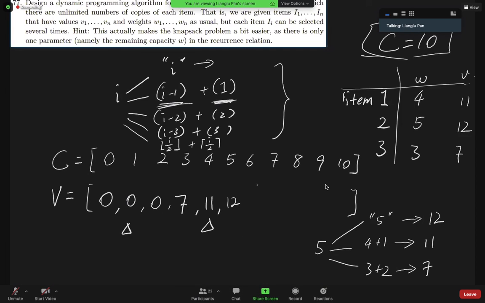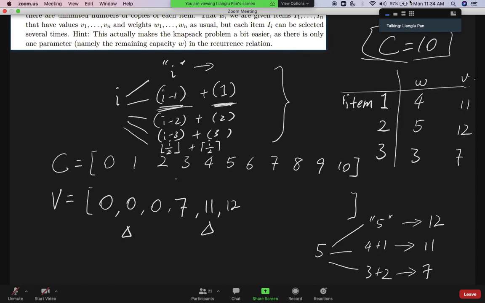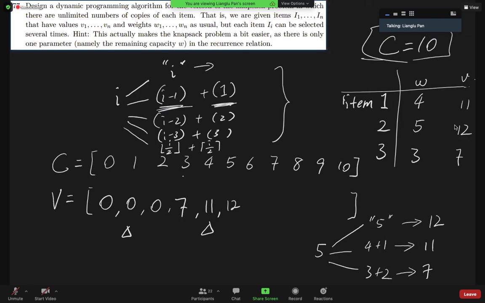So when we have the capacity equals to 6, I think the best we can do would be to split it into two bags, and each bag has the capacity of 3. So this will give us 14 as the total value. And if we have 7 as the total capacity, I think we're going to do 3 plus 4, and this will give us 18 as the total value.